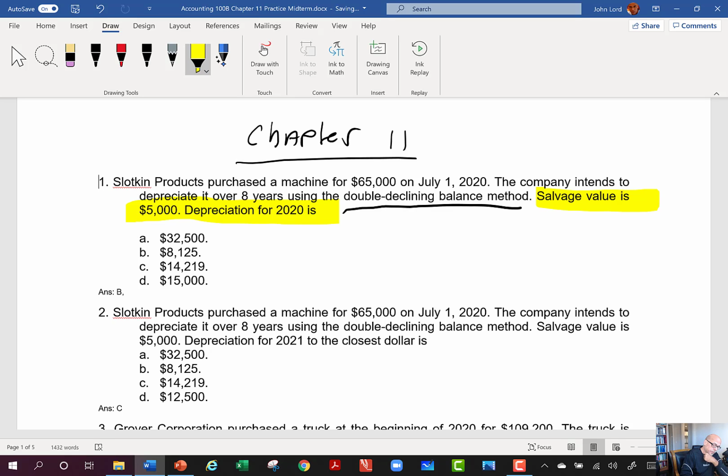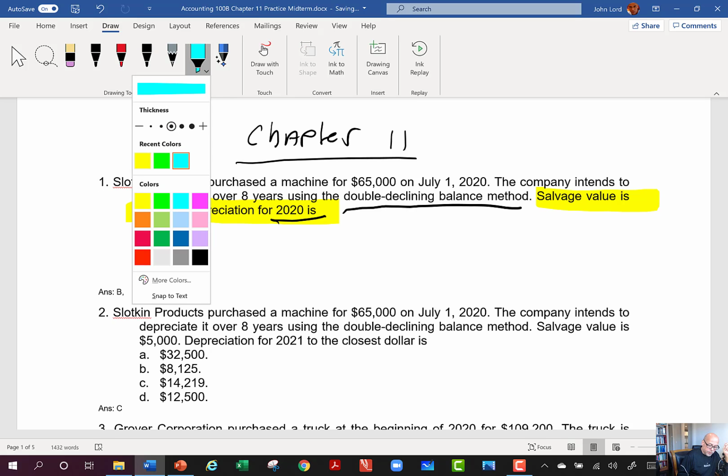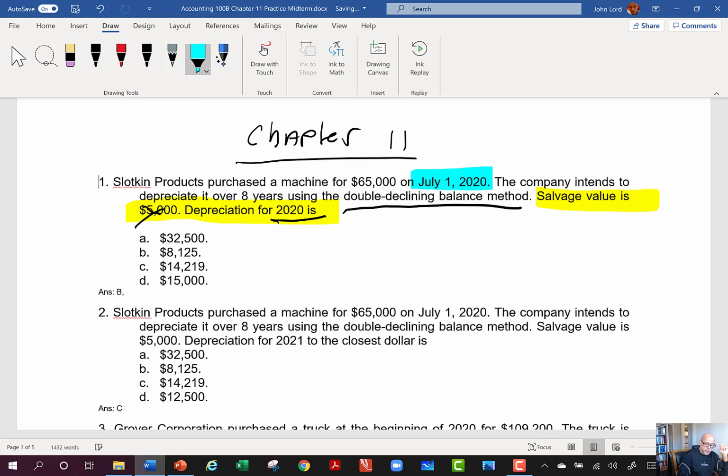Since they're asking me the depreciation for the first year, I'm obviously not going to depreciate below the salvage value in the first year. And I don't use the salvage value in the calculation for my accumulated depreciation. So I really need to know to ignore that. The other important aspect of this problem is the July 1st start date. Since we purchased the equipment on July 1st, we're not going to take a full amount of depreciation for that full first year. Okay, so we notice some of those things right off the bat.